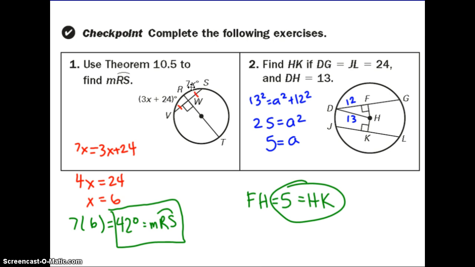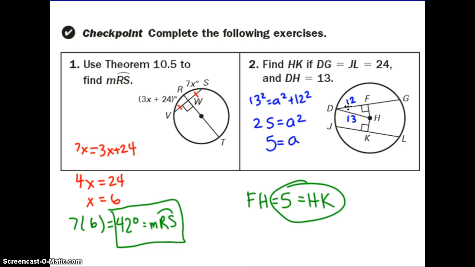Alright, so on this one I have a diameter that meets a chord at a right angle. Therefore the chord and the arc it makes are bisected. So 7x is equal to 3x plus 24, because bisected means I cut it into 2 equal pieces. Solving for x, I get 6, plug it back in to get the measure of arc RS, 42 degrees.